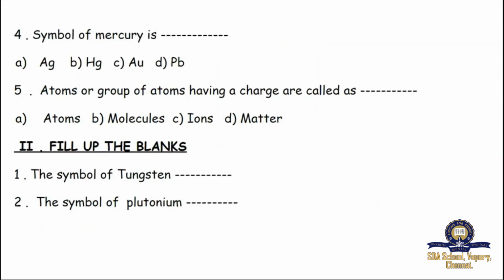The symbol of mercury is dash. The options are Ag, Hg, Au, Pb. Next one: atoms or groups of atoms that have a charge are called dash. The options are atoms, molecules, ions, matter. Next one is fill in the blanks. First one, the symbol of tungsten is dash. The second one is the symbol of plutonium is dash.